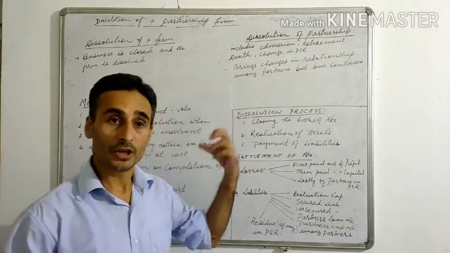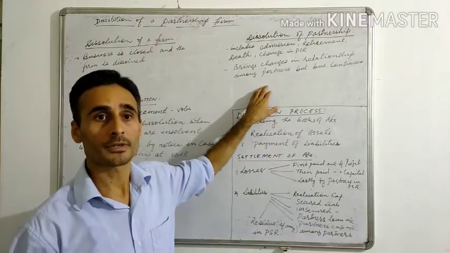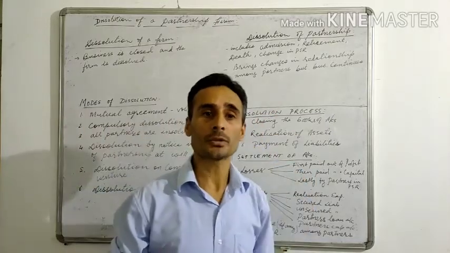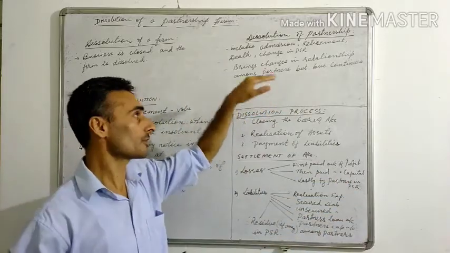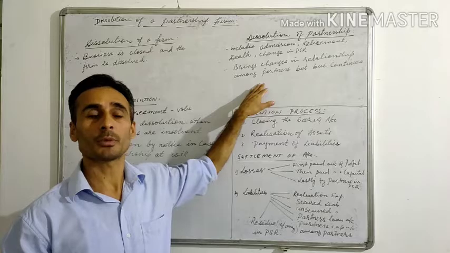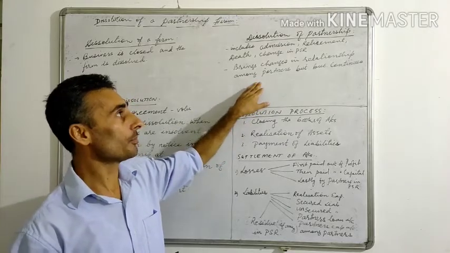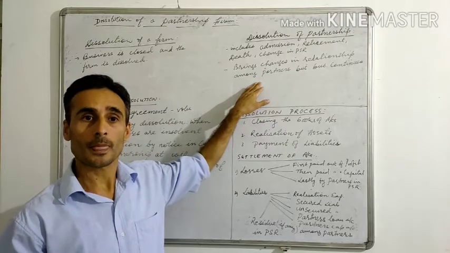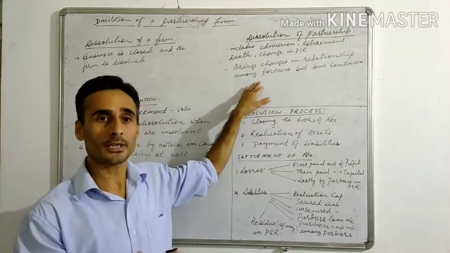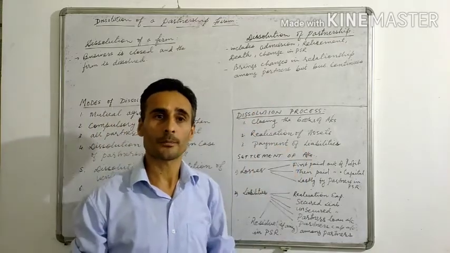So there is a change in partnership agreement, but the business continues. Business does not come to an end. There is only a change in the relationship among the partners. So dissolution of partnership means change in the relationship among the partners. That means the old agreement comes to an end and a new agreement is made, but the business continues.